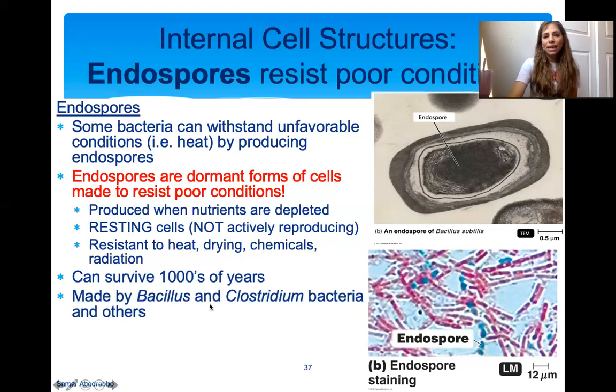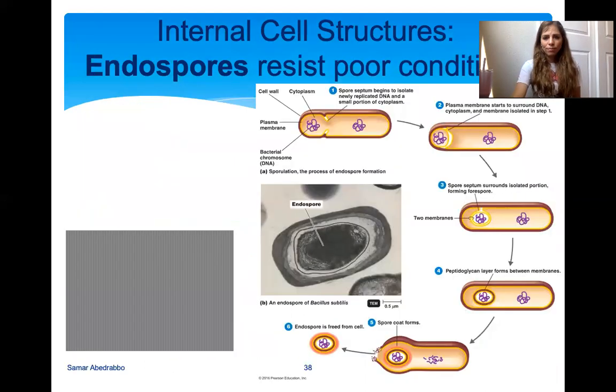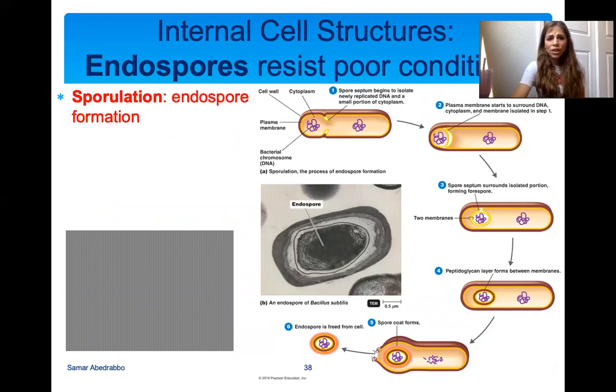Examples of bacteria that can make endospores are Bacillus and Clostridium, and many others, but these are just examples. We'll talk more in detail later about, for example, the diseases that Clostridium can cause. Clostridium can cause botulism. And there are a lot of contamination concerns. This is why surgical instruments are sterilized: they're put through a lot of cleaning procedures and sterilization so that we can get rid of endospores. So they resist poor conditions.